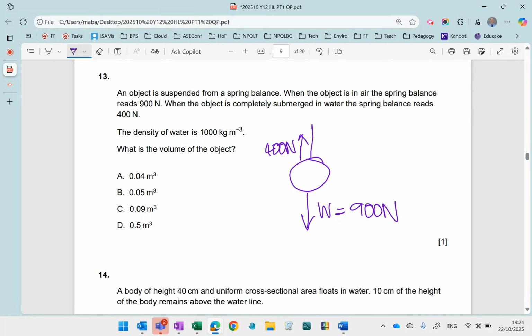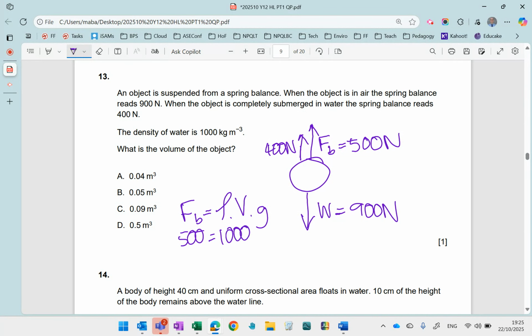So how do we make the forces balance? There must be another force on here, which is the buoyant force or upthrust, and that buoyant force must be 500 newtons. We've got the formula for buoyant force, which is in the data booklet. It is rho times V times G, and we know that that's 500. It gives us the density as 1,000. V is the thing that we're trying to find. G is 10 over there.